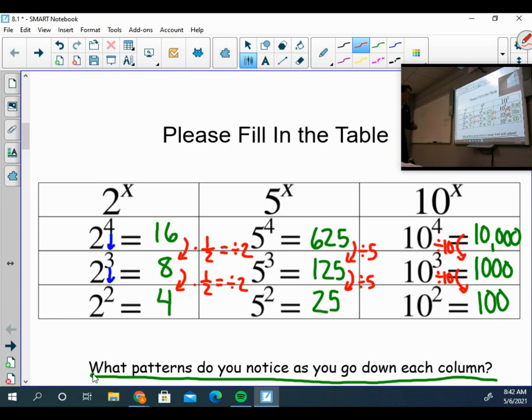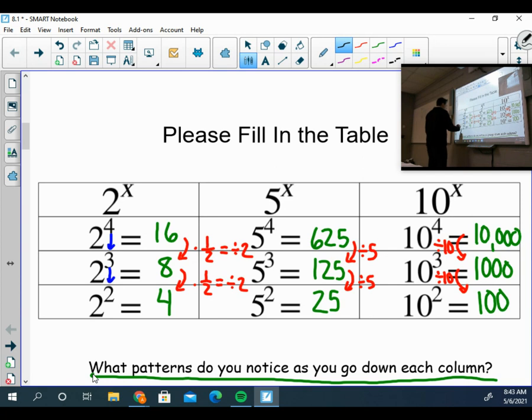So broadly speaking, what we're observing here is as the exponent decreases by 1, the value of that 2 to the fourth versus 2 to the third will decrease by division by the base. When my exponent goes from 2 to the fourth to 2 to the third, I will divide by the base, or multiply by 1 over the base. And hopefully this makes sense, right?